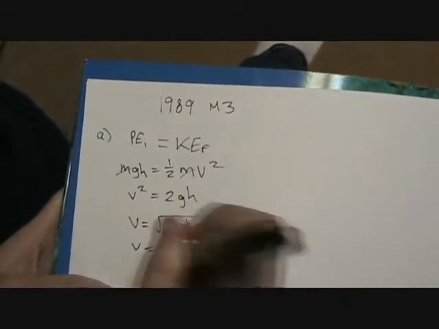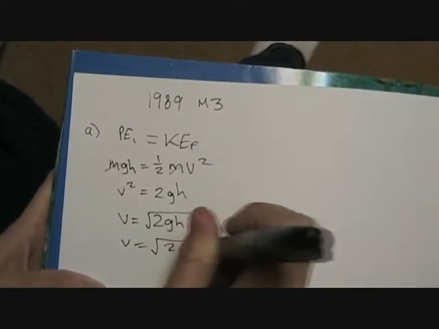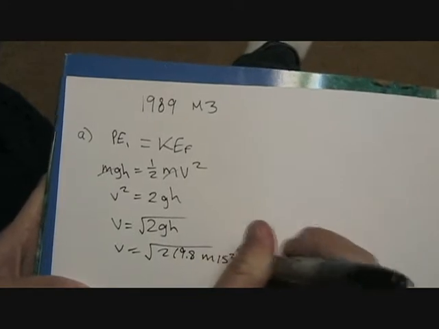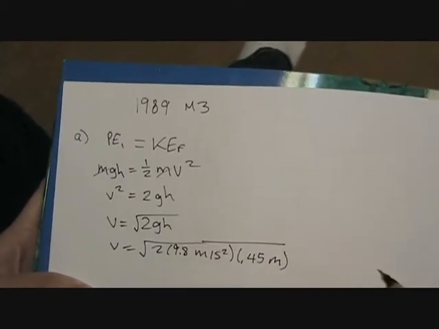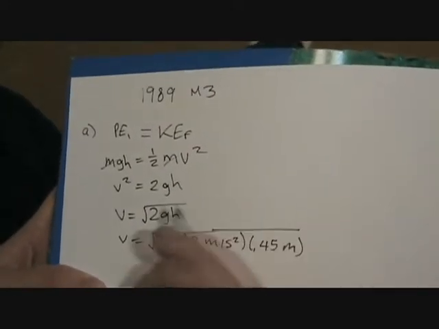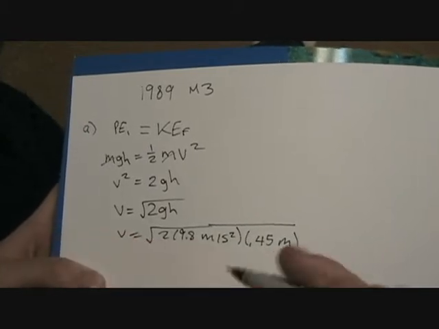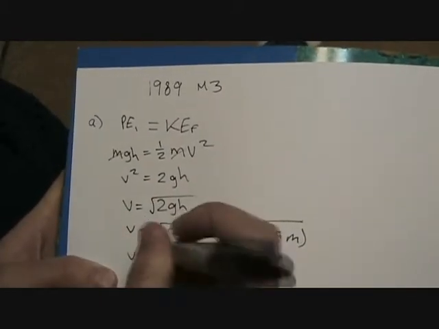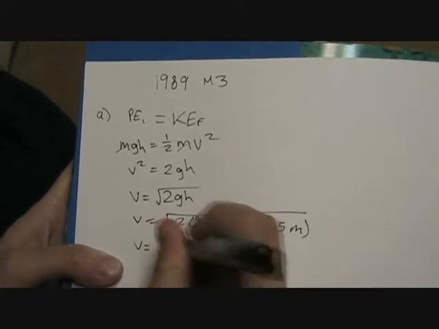And if you plug in the values for g and h, you get 2 times 9.8 meters per second squared times 0.45 meters. And 0.45 meters is the height or the distance between the block and the spring before it's dropped. So the velocity when it hits turns out to be 3 meters per second.